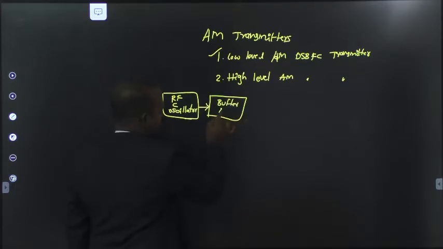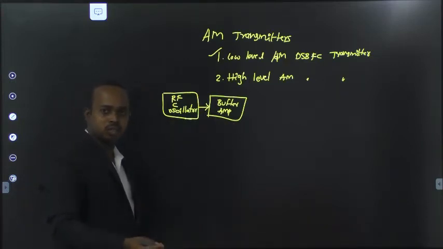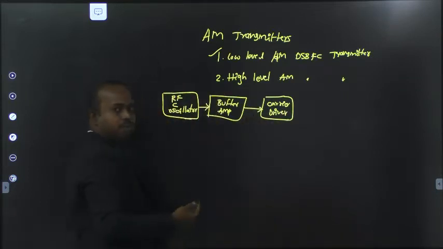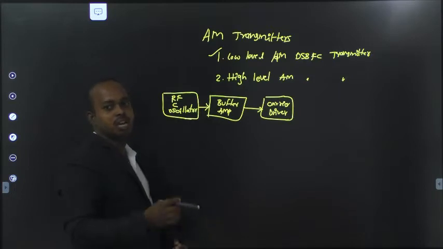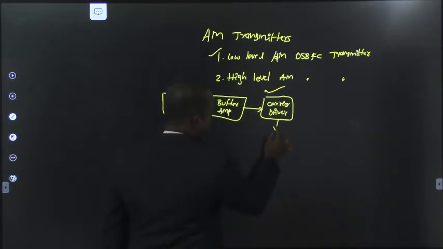It's a buffer amplifier. The buffer amplifier's intention is only to give impedance matching between the carrier driver and the RF carrier oscillator. This one is a carrier driver. The main purpose of the buffer amplifier is impedance matching between these two devices. The carrier driver output is a complete carrier signal.